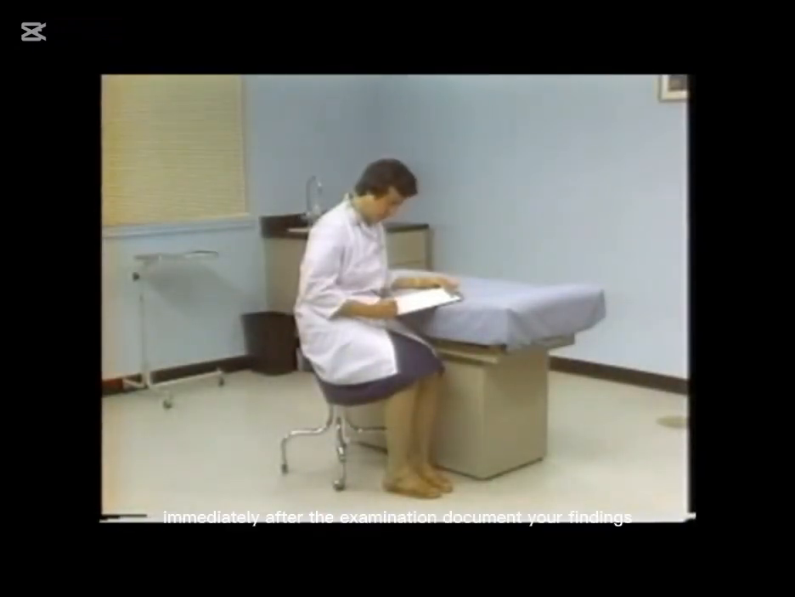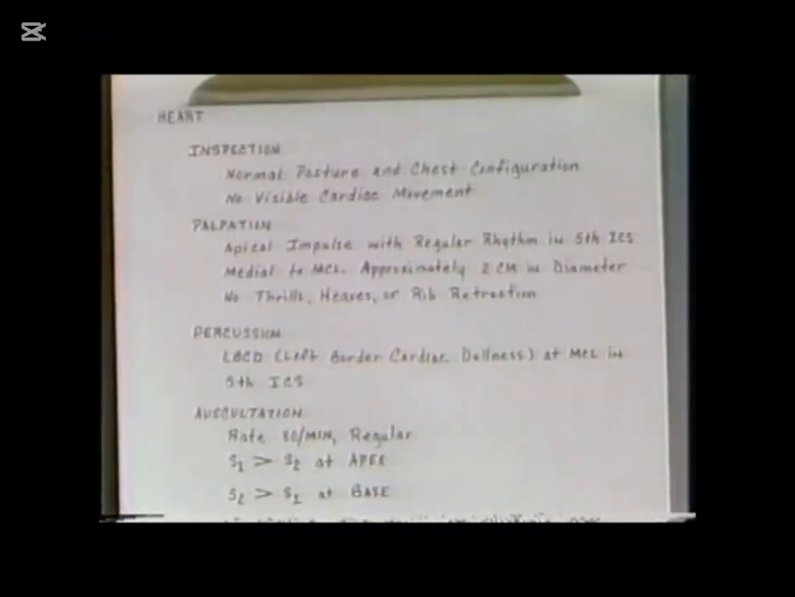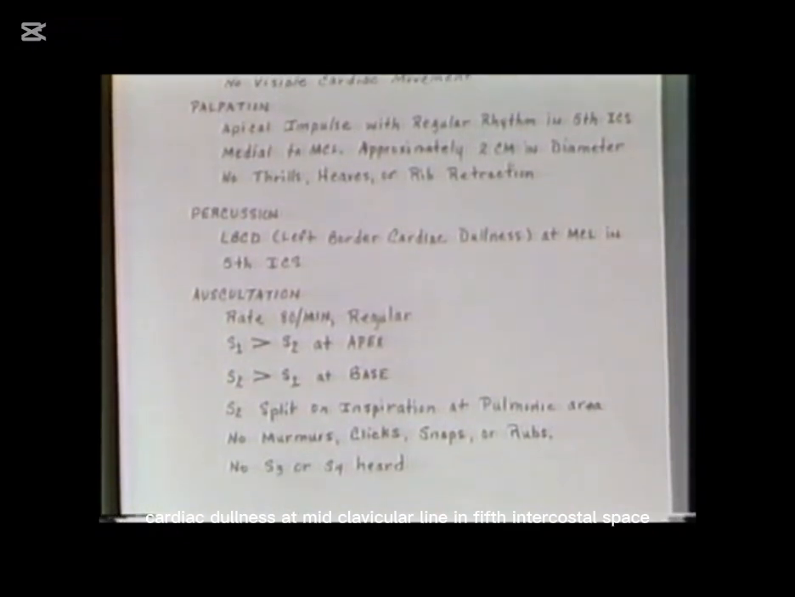Immediately after the examination, document your findings. Inspection: normal posture and chest configuration, no visible cardiac movement. Palpation: apical impulse with regular rhythm in 5th intercostal space, medial to the midclavicular line, approximately 2 centimeters in diameter, no thrills, heaves, or rib retraction. Percussion: left border cardiac dullness at midclavicular line in 5th intercostal space.